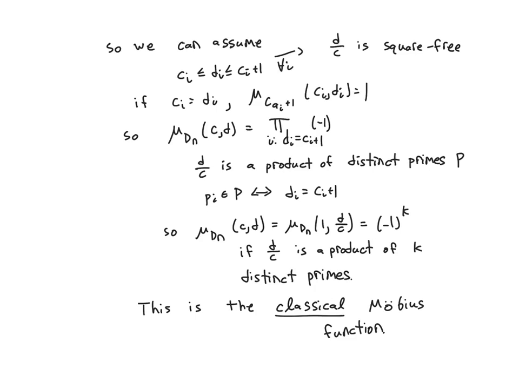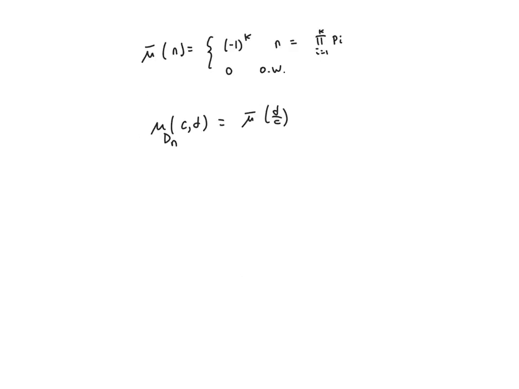And so I'll write that on the next slide. This is the classical Möbius function, and this is the formula for it. So in conclusion, the Möbius function of a natural number is -1 to the k, when n is a product of k distinct primes, and otherwise it's 0. And the Möbius function of the divisor lattice of an interval is nothing more than the classical Möbius function of D divided by C. And this is where the word Möbius function comes from. It comes from this function from number theory. And as we'll see when we talk about the Möbius inversion formula, this one's actually very important for solving certain counting problems in number theory.